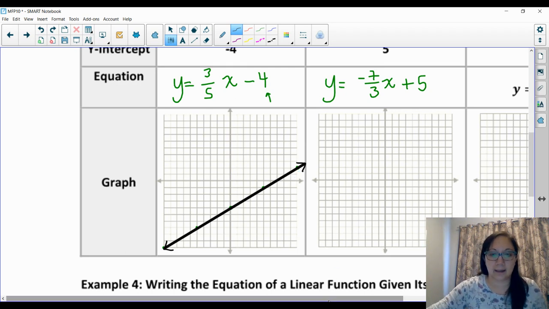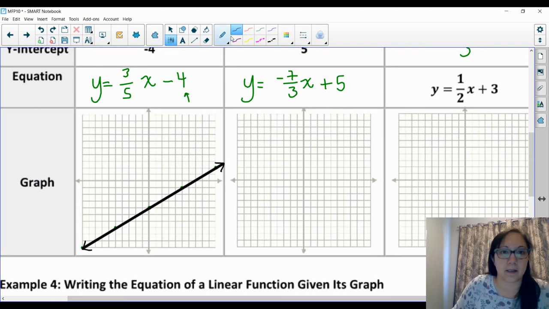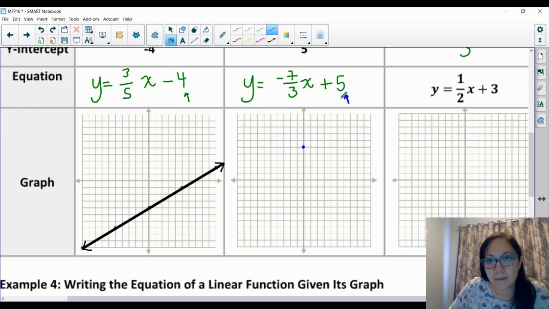Okay, let's take a look at the next one here. So this time we have a y-intercept of +5. So I'm going to start at 0, 0. I'm going to go up 5. 1, 2, 3, 4, 5. So that came from this value. From there, these are my directions. I'm going to rise -7 and run 3. So I'm going to go down 7. 1, 2, 3, 4, 5, 6, 7. I went down because it was negative, but I'm always going to the right. 1, 2, 3. There we go.